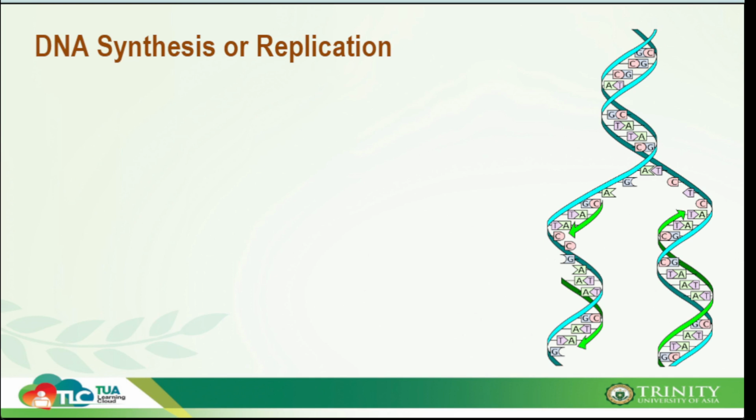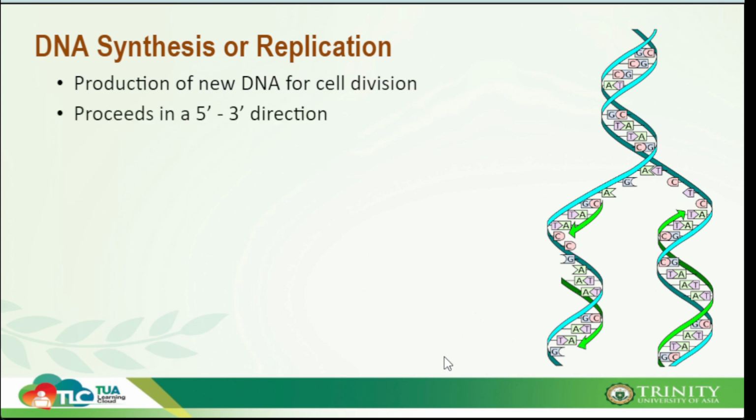Now let's go on to the first step of the central dogma, which is DNA synthesis, also known as DNA replication. This is a step which is needed for the production of new DNA, which, as mentioned in our last discussion, happens in S phase of interphase, di ba? Kasi kailangan natin ng new DNA for cell division.